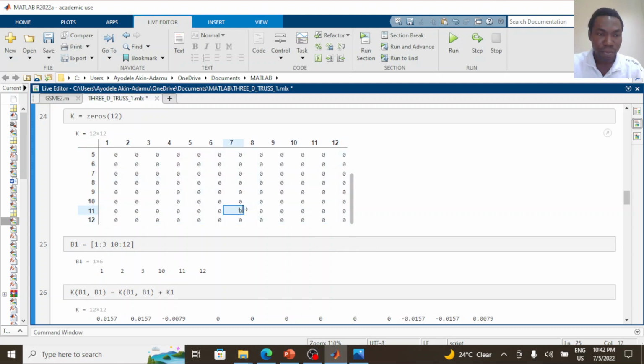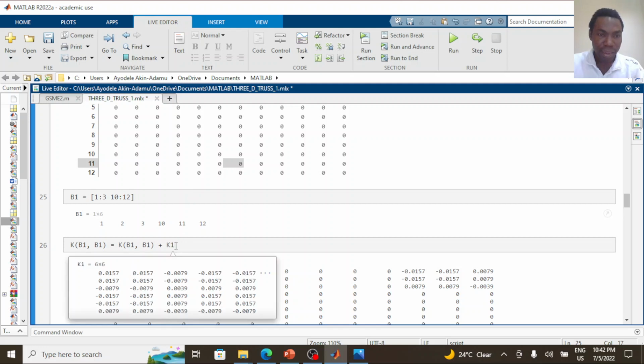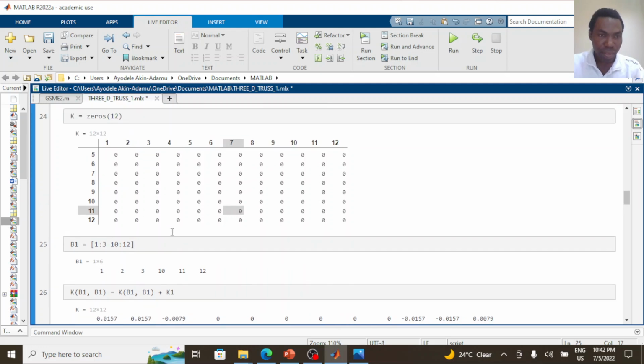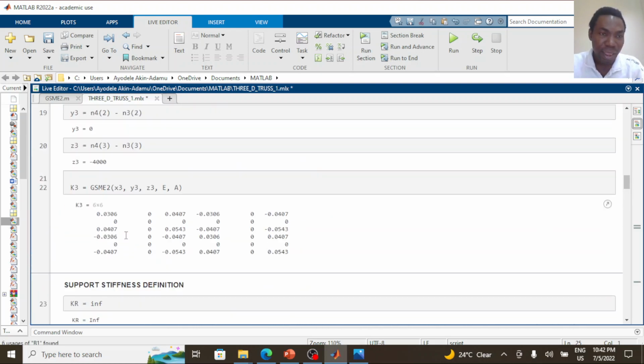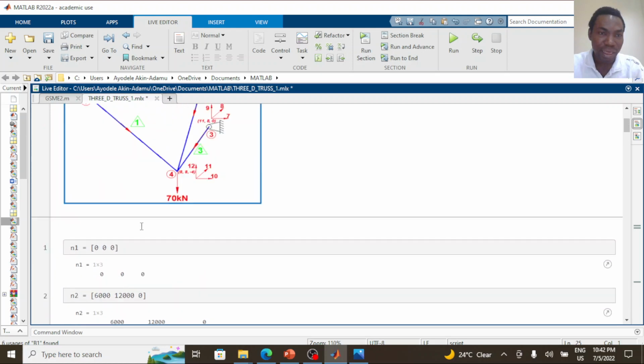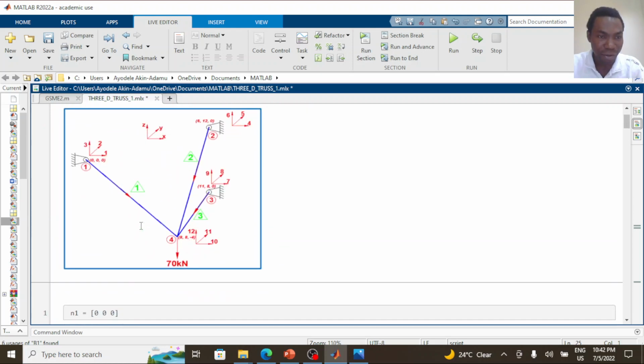Once you have done this, we now need to add K1 to our global stiffness matrix. What I did was create a vector here, and this vector contains the degree of freedom numbering for element 1. I call it B1. Element 1 has 6 degrees of freedom.